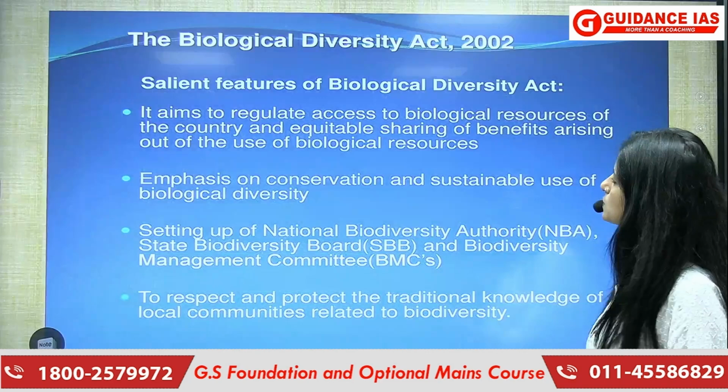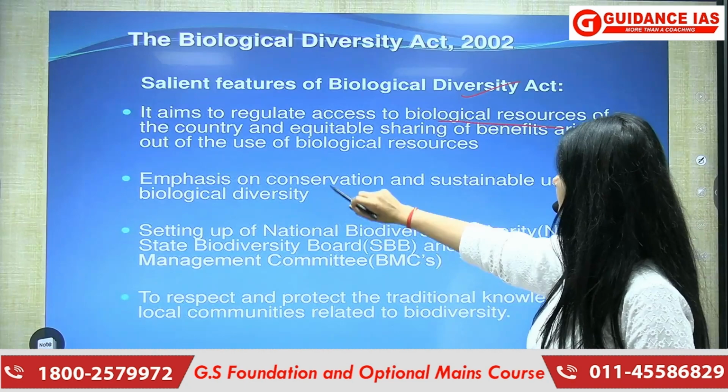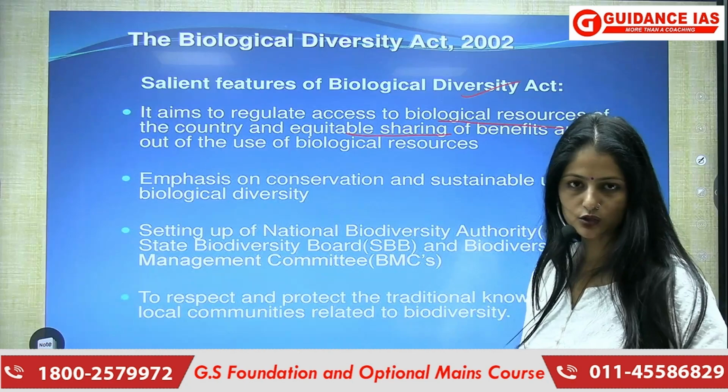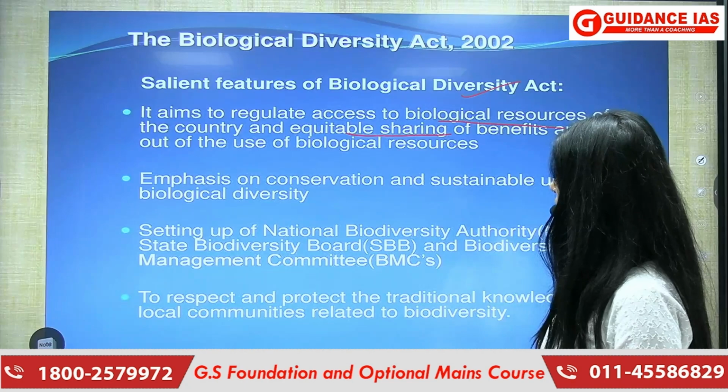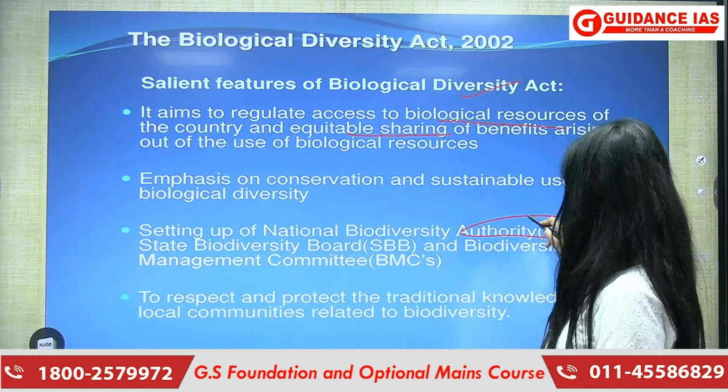The salient features of the act, the first one was it aims to regulate access to biological resources of the country and equitable sharing of benefits arising out of the use of biological resources. कि जो भी biological resources के benefits हैं, they should be equally shared among all, right? Next one was emphasis on the conservation and sustainable use of biological diversity. The third one was it also talked about setting up of National Biodiversity Authority. We call it NBA, and not just at national level, but also at the state level.